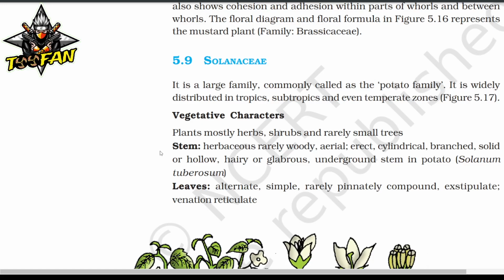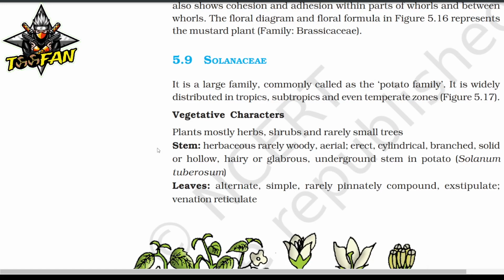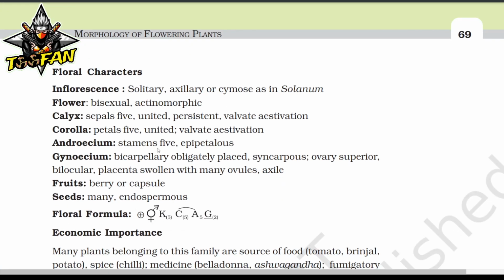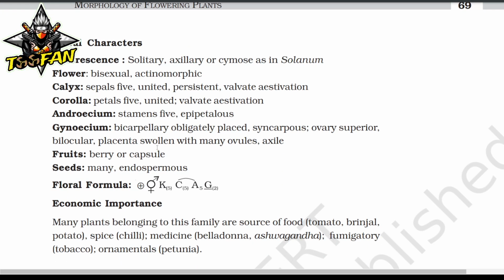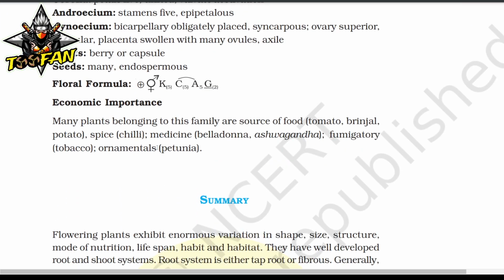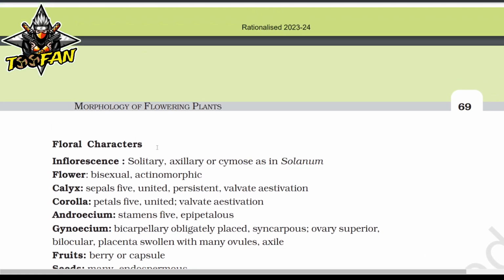Stems herbaceous, rarely woody, aerial, erect, cylindrical, branched, solid or hollow, hairy or glabrous. Underground stem in potato, Solanum tuberosum. Leaves alternate, simple, rarely pinnately compound, exstipulate, venation reticulate. Floral characters. Inflorescence: solitary, axillary or cymose as in Solanum.